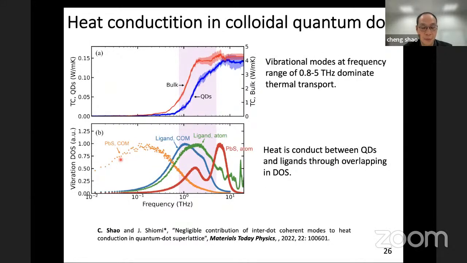So we also apply some atomic scale tools to understand the spectral contribution to thermal conductivity in this system. We found the first figure shows the accumulated thermal conductivity as a function of the frequency. We can see that most of the heat, most of the thermal conductivity, is contributed by the vibration modes in the frequency range of 0.8 to 5 terahertz.